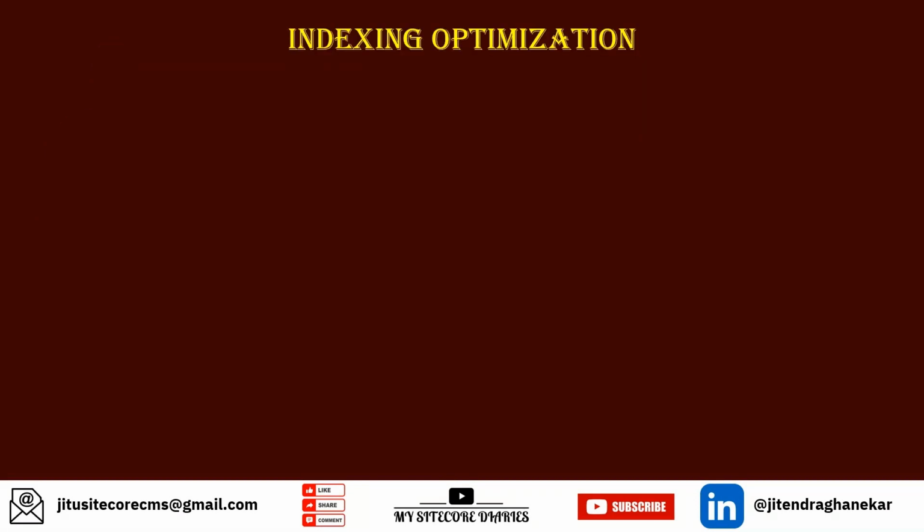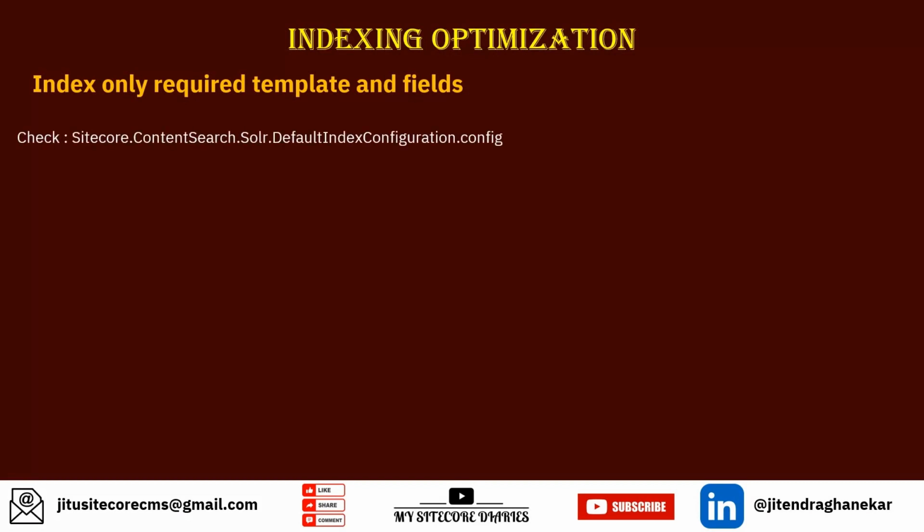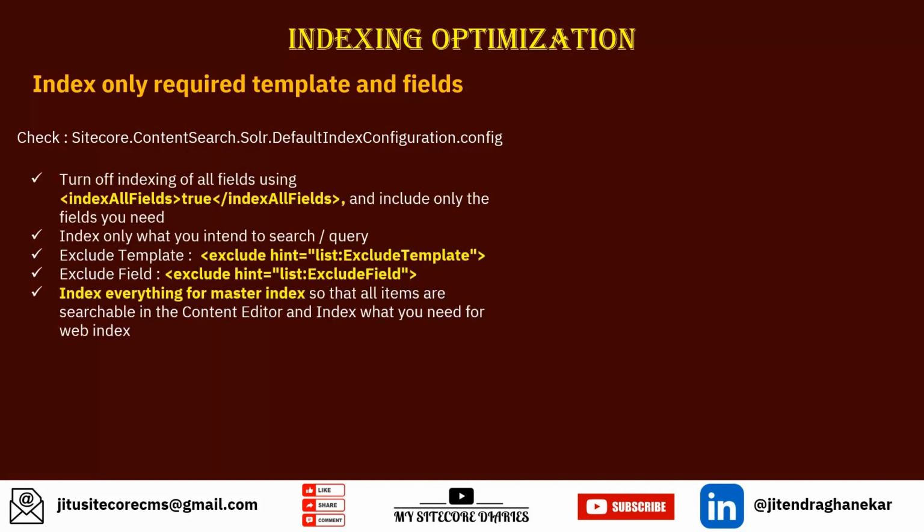So let's see indexing optimization techniques. The first one: index only the required templates and fields. If you check the Solr default index configuration, it defines the default configuration of your indexes. In this you have to make sure that you are indexing only the required templates and fields. So how can we do that?